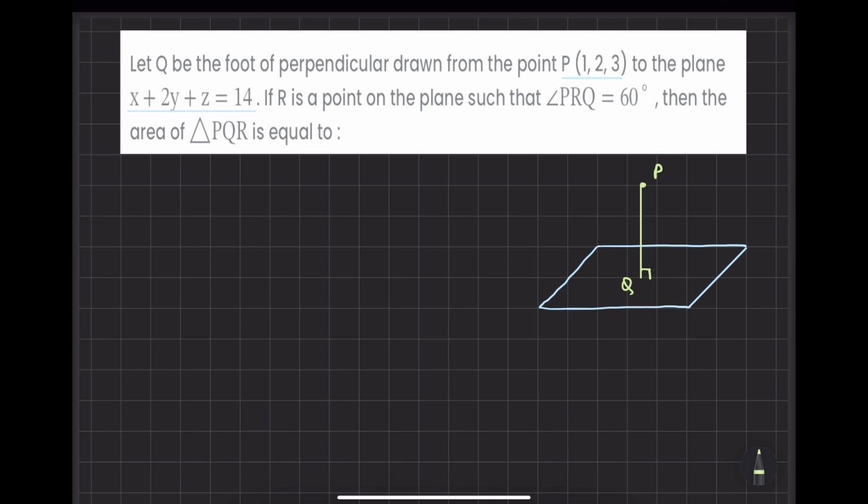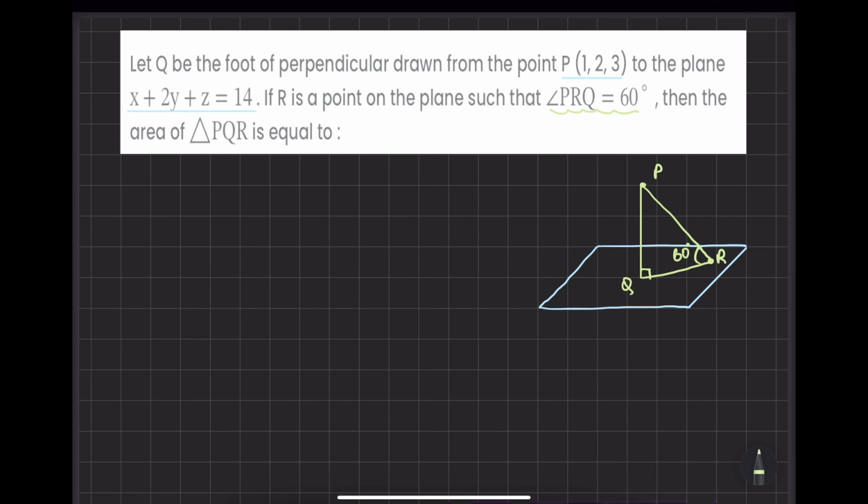Now, if R is a point on the plane such that angle PRQ is 60 degrees. So suppose that this is the point R. It is also on the plane and angle PRQ is what? 60 degrees. Suppose this is 60 degrees. Then the area of triangle PQR is.